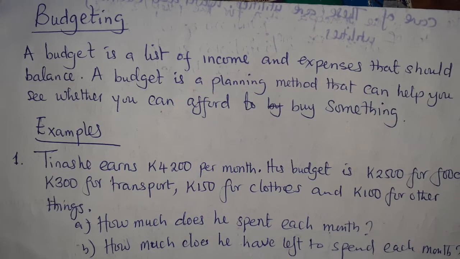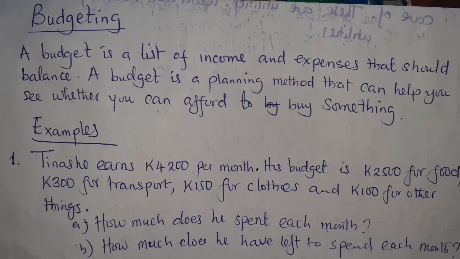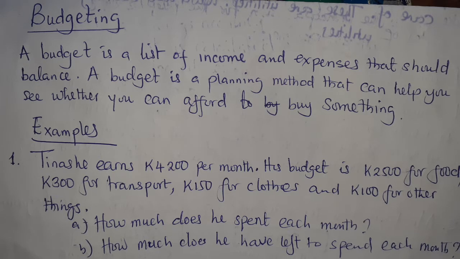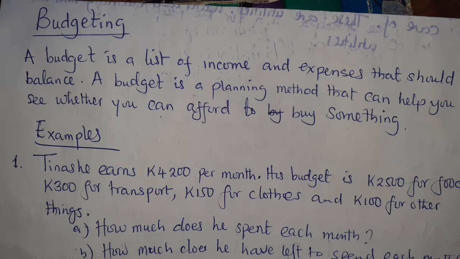Welcome to lesson 4, where we want to talk about budgeting. So what is budgeting? A budget is a list of income and expenses that should balance. A budget is a planning method that can help you see whether you can afford to buy something. You all know budgeting, or budget, is not a new term to you.